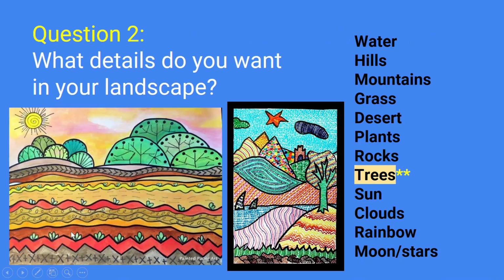Question number 2. What kind of details do you want in your landscape? It's up to you whether you want water, hills, mountains, grass, or making it a desert with plants and rocks. But everybody should have a foreground, a middle ground, and a background with some type of trees.